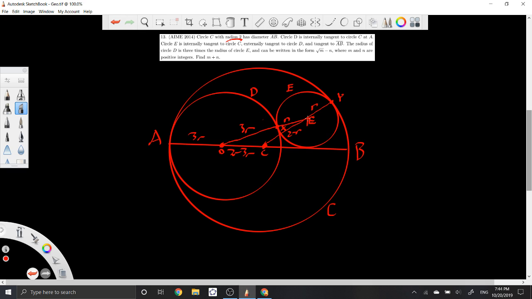And at this point, we want to drop this perpendicular. Where does that come from? Well, if we think about what we used so far, we've used E as tangent to D, we've used E as tangent to C, we've used D as tangent to C, but we have not used that E is tangent to AB yet. And so that's basically the inspiration.